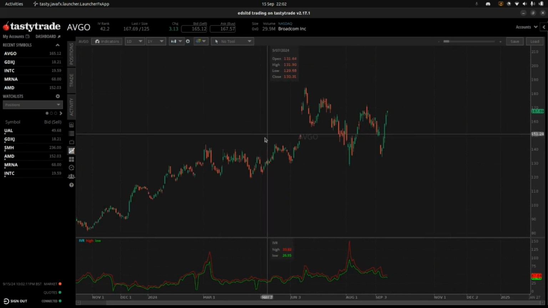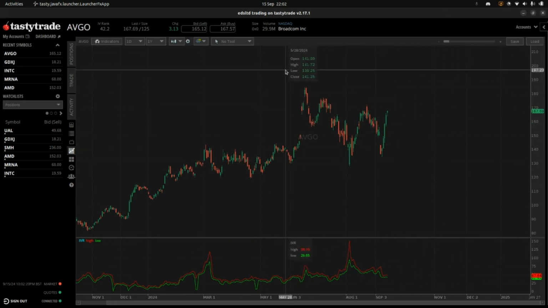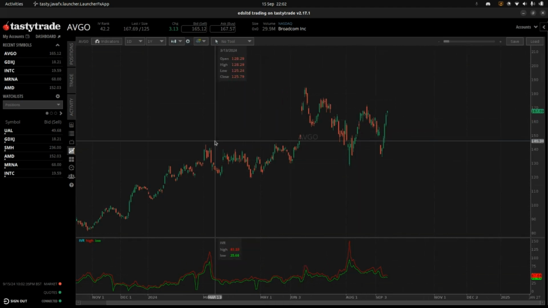It's a nice liquid underlying. It has a healthy IV rank of 42.2. It's currently trading at just under $170 a share. And we're going to be using options as our vehicle to generate our returns. Specifically, we're going to be writing the options contracts, not buying the options contracts.